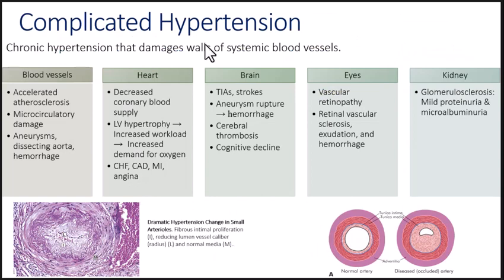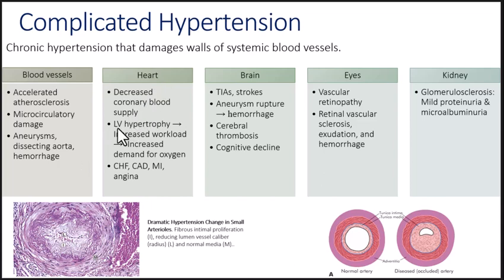I'm not going to spend too much time on this slide, but those with complicated hypertension, as we just spoke about, are going to have effects to various organs of the body. The blood vessels are going to be more likely to form atherosclerotic plaques. The microcirculation can be damaged, so at the level of the capillaries. Predisposition to aneurysms, your aorta can actually dissect and tear, and bleeding can occur. The heart can be affected because there can be a reduction in coronary blood flow to the heart muscle.